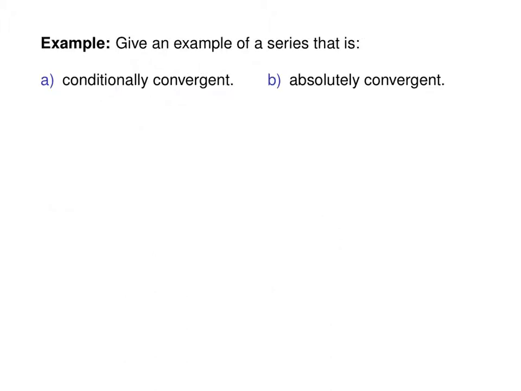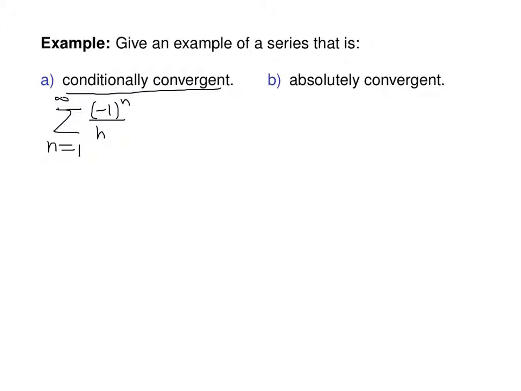And the other thing we discussed here was the difference between conditional convergence and absolute convergence. A series is conditionally convergent if the series converges but its absolute value does not. A great example is the sum from n equals 1 to infinity of negative 1 to the n over n. This converges by the AST, but its absolute value does not.